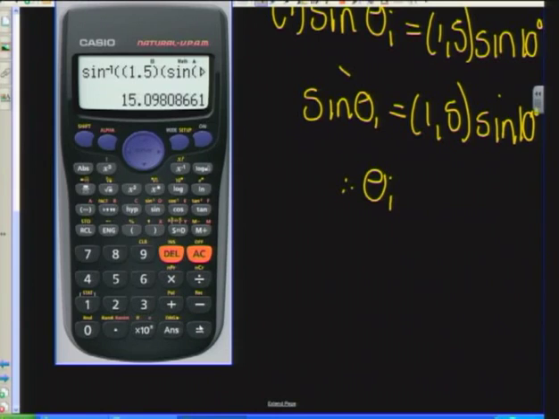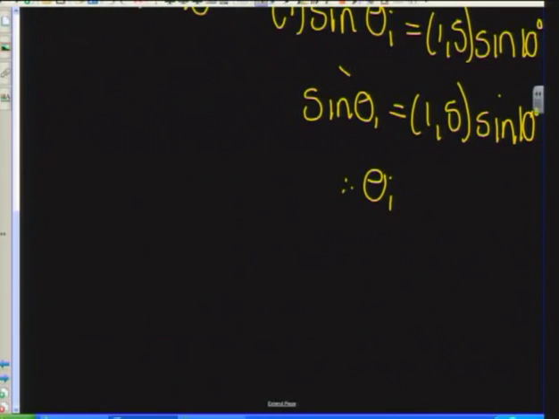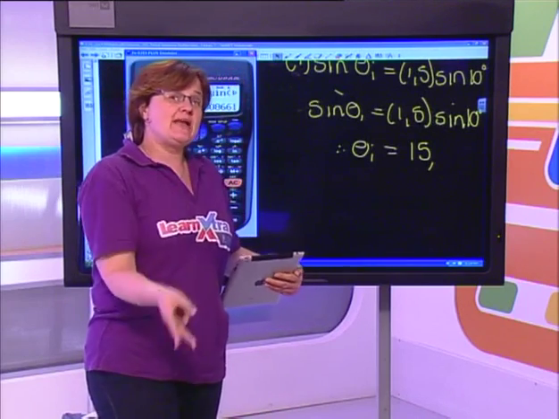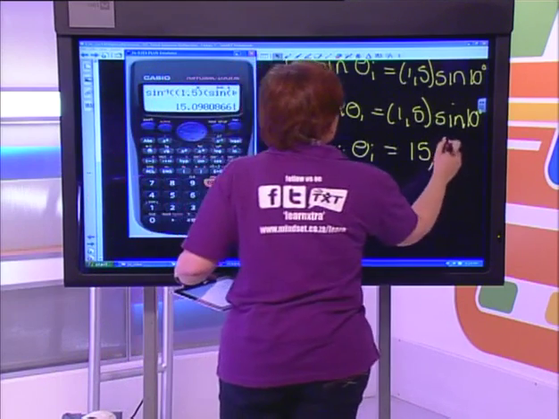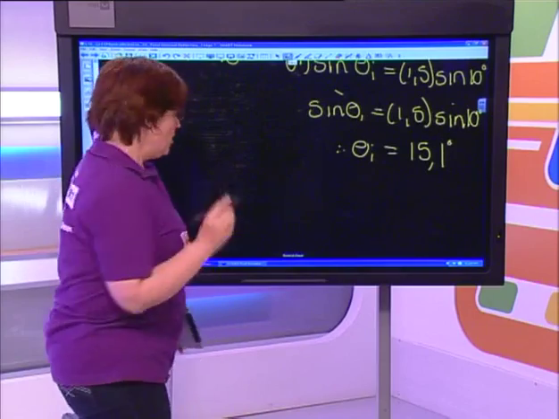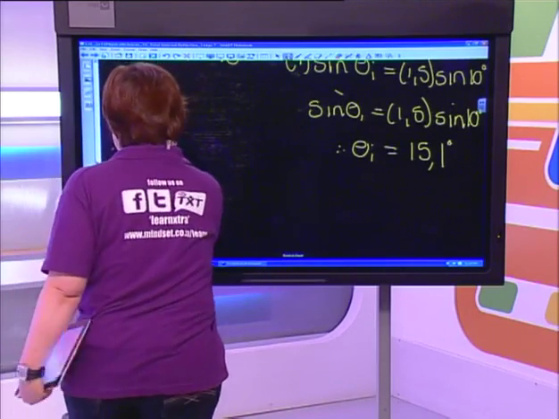And we get 15,09. Some of you are going, that just sounds like such a funny number. It is. It's okay. Oh, look, it's disappeared. So we get 15,09. Let's just check back again. It's 15,098. Remember, it's got to be 2 decimal places, so the 8 would make the 9 move, so it's going to be 15,1 degrees.